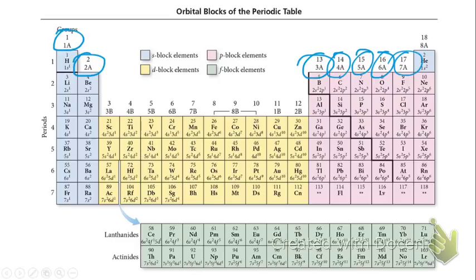So, column 1 has 1 valence electron. Column 2 has 2 valence electrons. Column 3 has 3, 4, 5, 6, 7. So again, use the periodic table to our advantage.